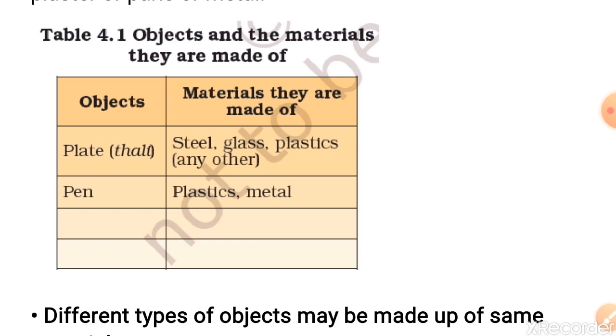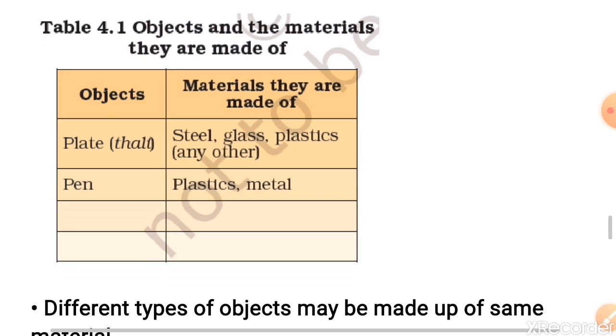We can extend this table by putting many things on it, like tiles. Tiles may be made of wood, clay. Now you can say chair. Chair can be made of metal or wood. So in this way this table can be extended.